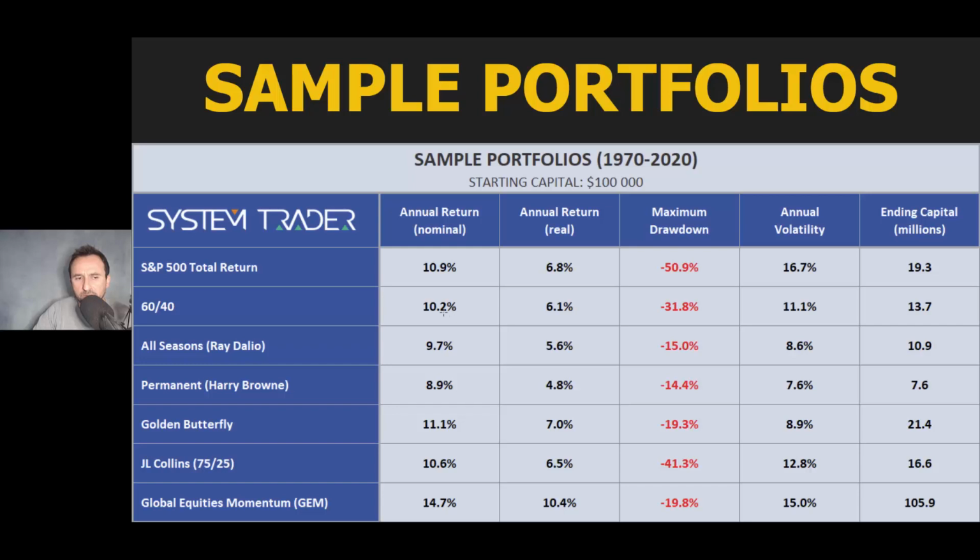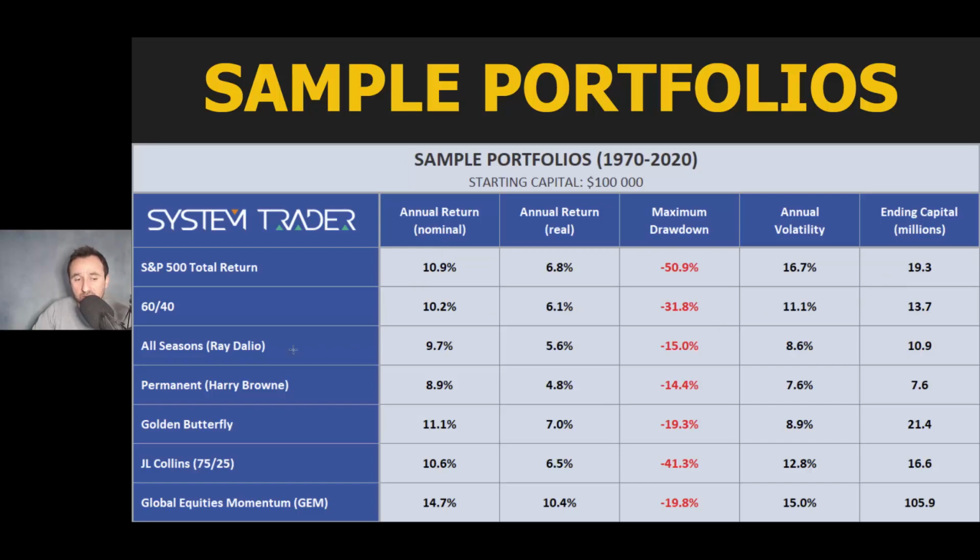The annual return is a bit smaller than with just 100% in S&P, but you also have less maximum drawdown, because rather than 50%, you have 31%, and the ending capital is significantly smaller at the end. Although that difference here is not that big, 10.9 versus 10.2, it doesn't sound like a big difference in the investment, but in the long run, it's a huge difference, because at the end you have 19 versus $13 million.